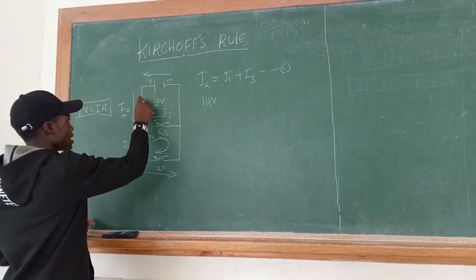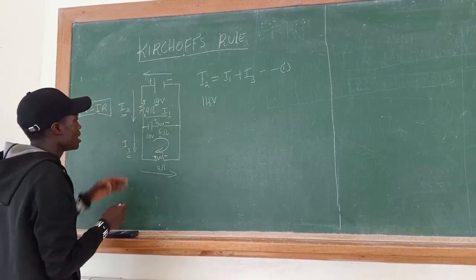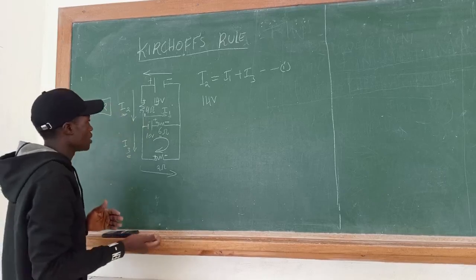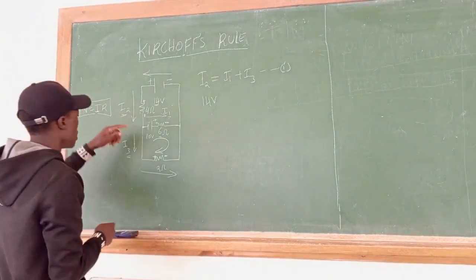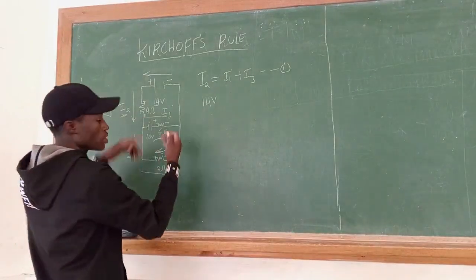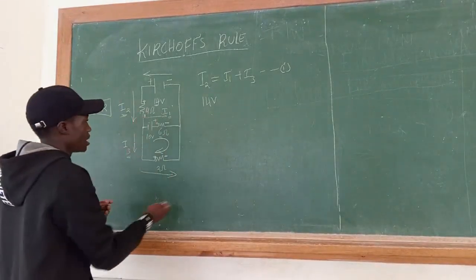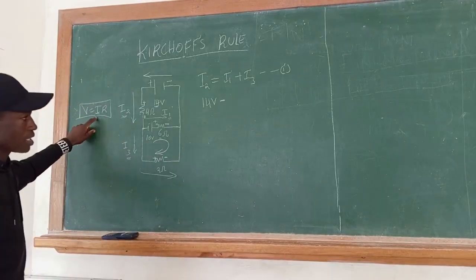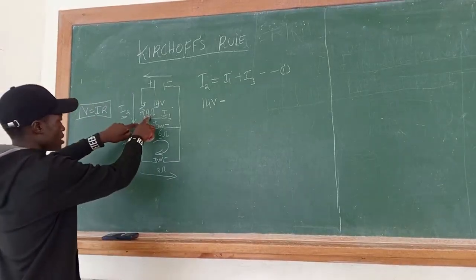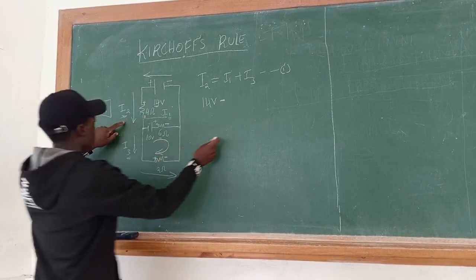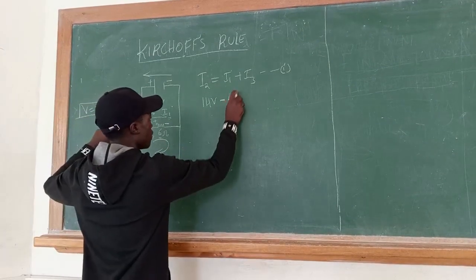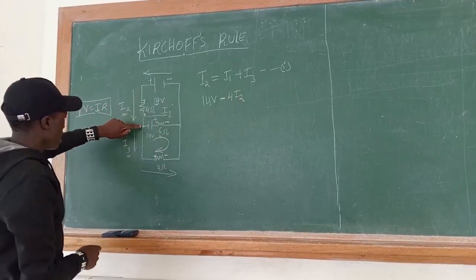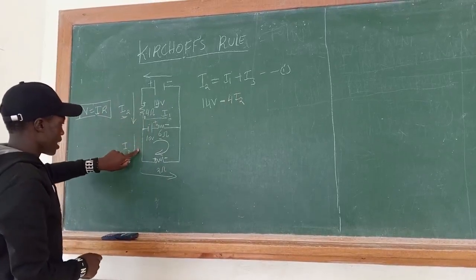Before the current gets into the resistor, it is high. Then after getting through it is low because of the resistance. So we are going to put a negative sign because it's now low as compared to how it entered. So I'm going to say voltage is equal to current times resistance. Our resistance is 4 ohms and current is I2. So negative 4 I2.